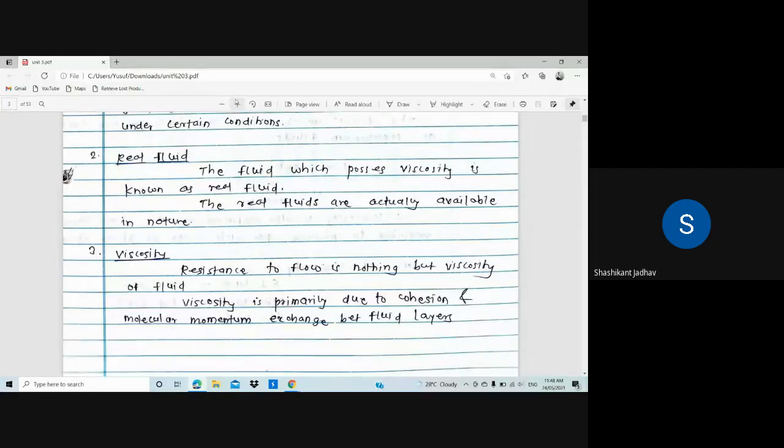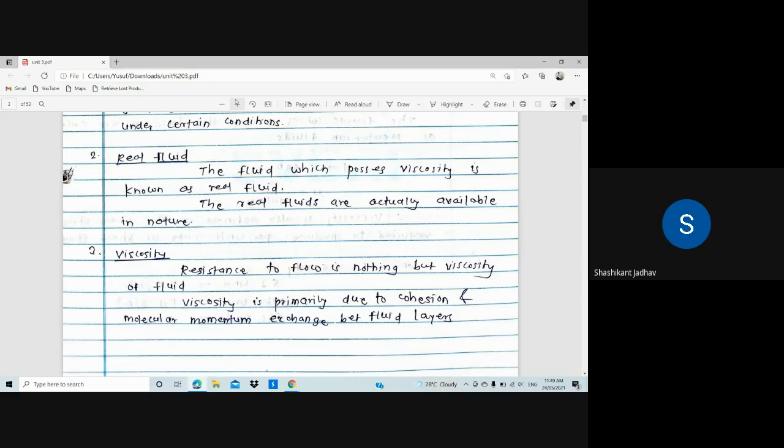As we know, the fluid which possesses viscosity is called a real fluid. So write down: the fluid which possesses viscosity is known as real fluid.